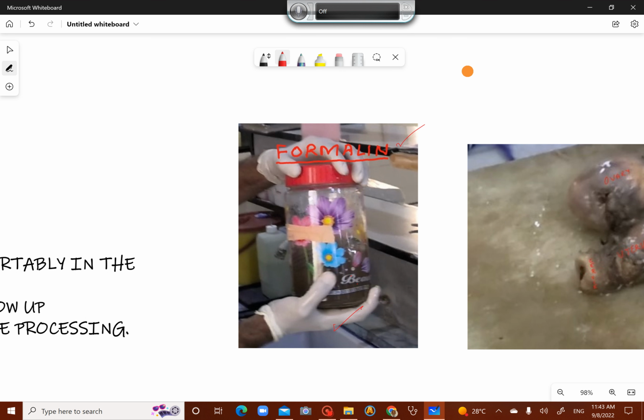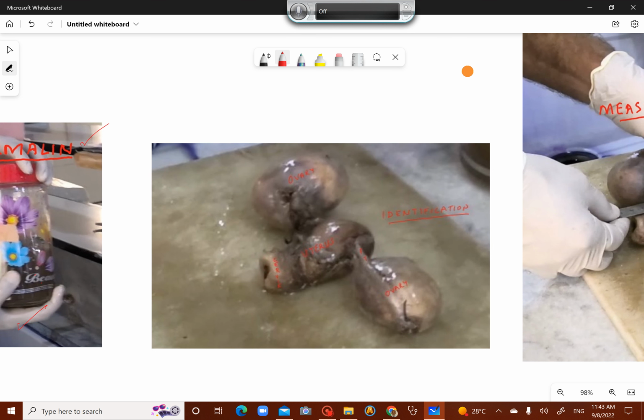So the next step after formalin is identification of the organ. Now this is a specimen which is easily identifiable because it has got uterus in the middle and two masses on either side, and there is a connecting link. So the masses on either side may be ovaries. They do not look like normal ovaries. They are big masses, and the connecting link over here is the fallopian tube.